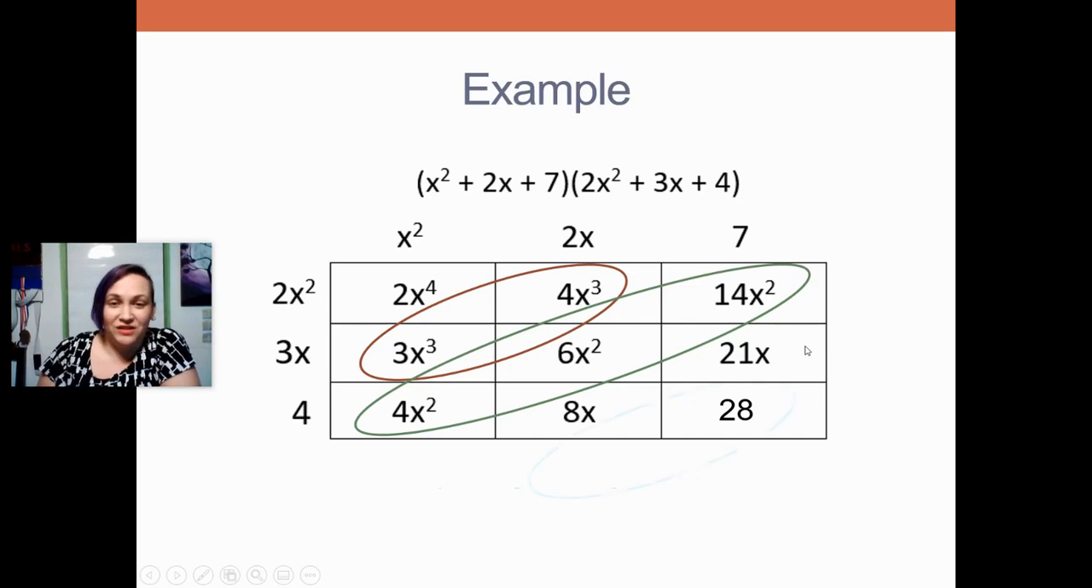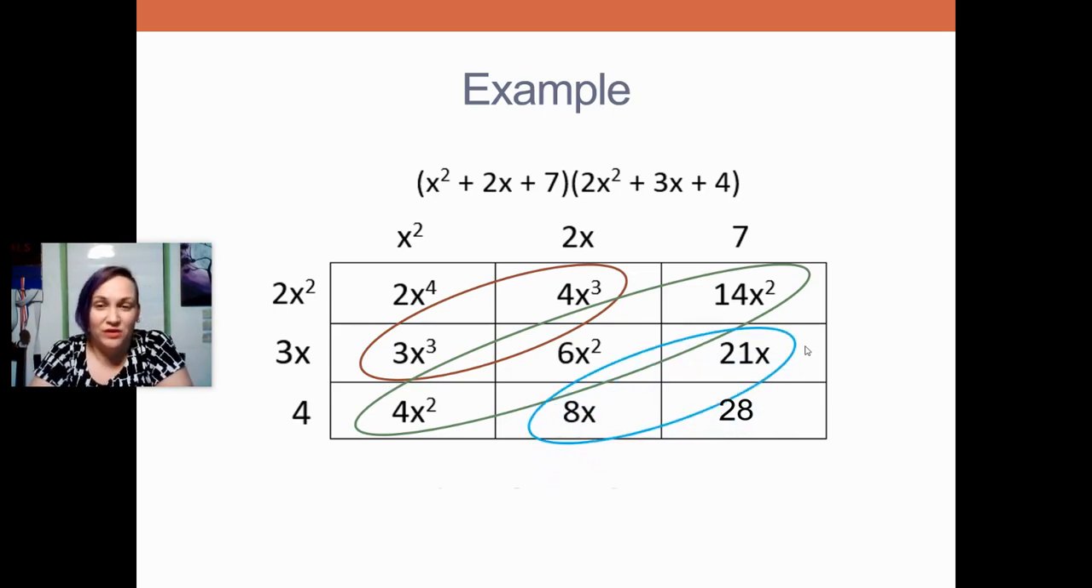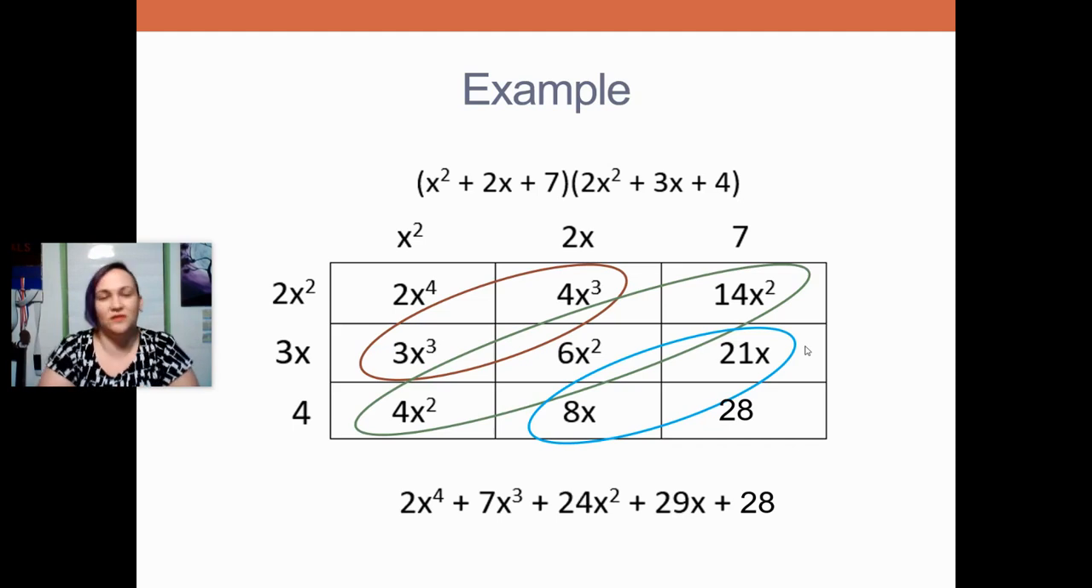My next set of like terms will be the 8x and the 21x. And 8 plus 21 is 29. And then the 28 does not have a like term. So your first term and your last term won't have like terms, but everything in the middle should have like terms. We snake our way around, and our final answer for this problem is 2x to the fourth plus 7x to the third plus 24x squared plus 29x plus 28.